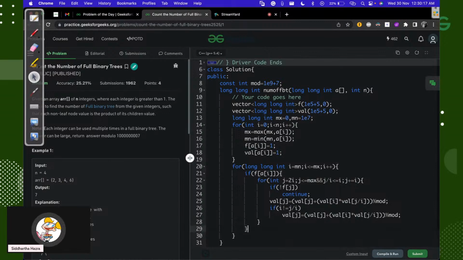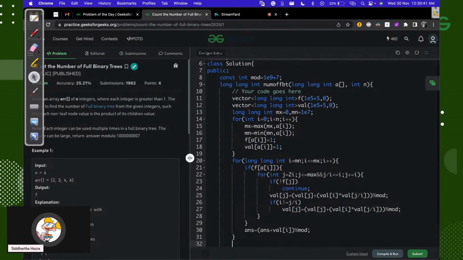Next, after all this is done, we would have the computation of all the values. We can do it at the end also, but we would do it at this point only. Answer is equal to answer plus value of i modulo mod, and then we would return the answer at this point.